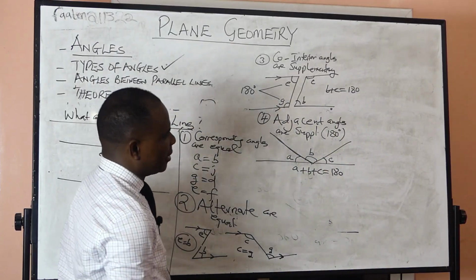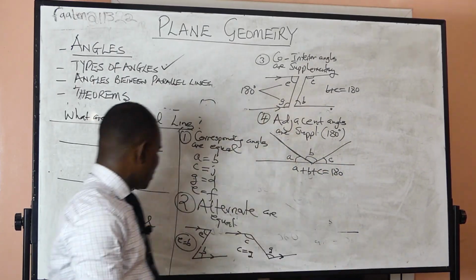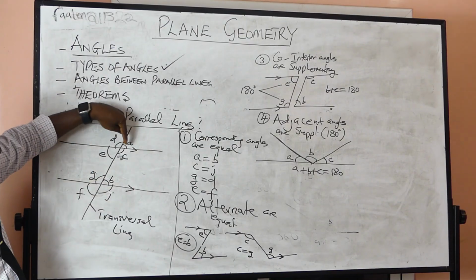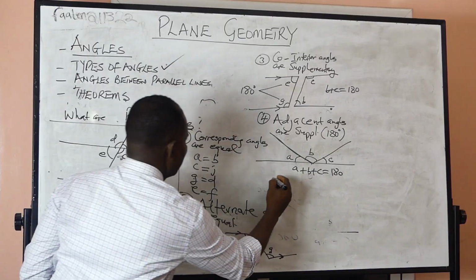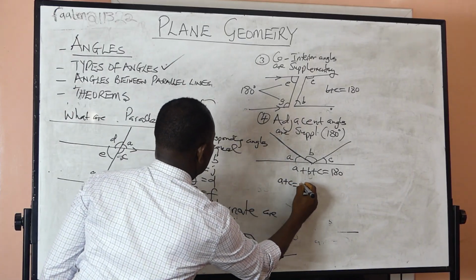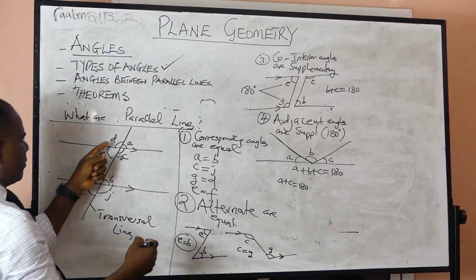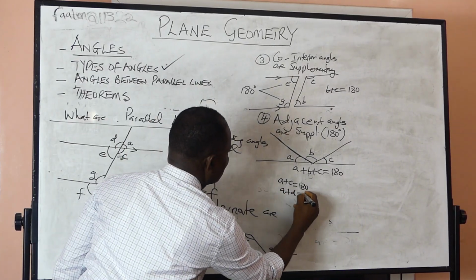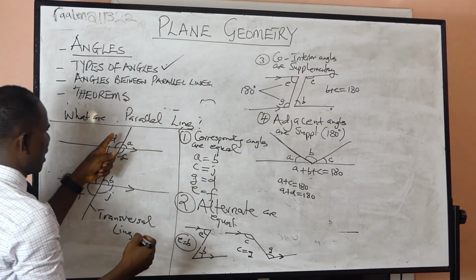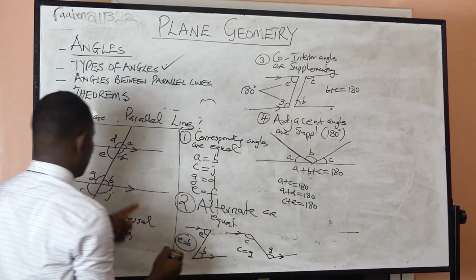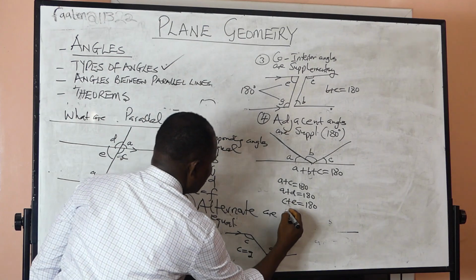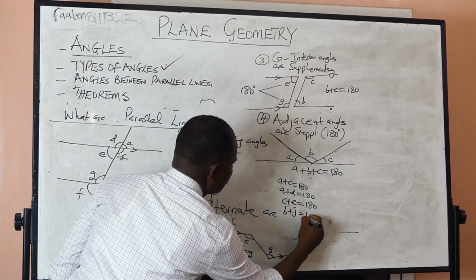Angles on a straight line. They are on the same straight line. If I consider this diagram, I can see that A and C are on this straight line. They are also supplementary, meaning A plus C must be equal to 180 with reference to this diagram, or A plus D is also 180, or C plus E is equal to 180 with reference to the same diagram. B and J is also 180.